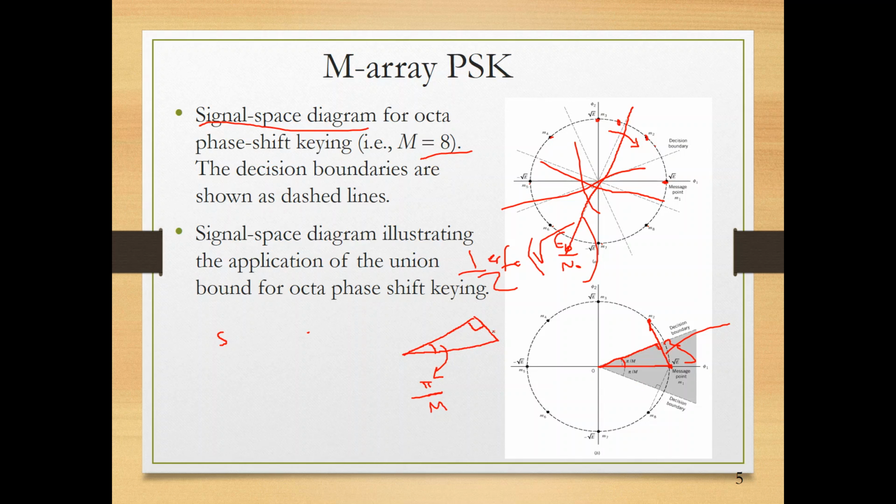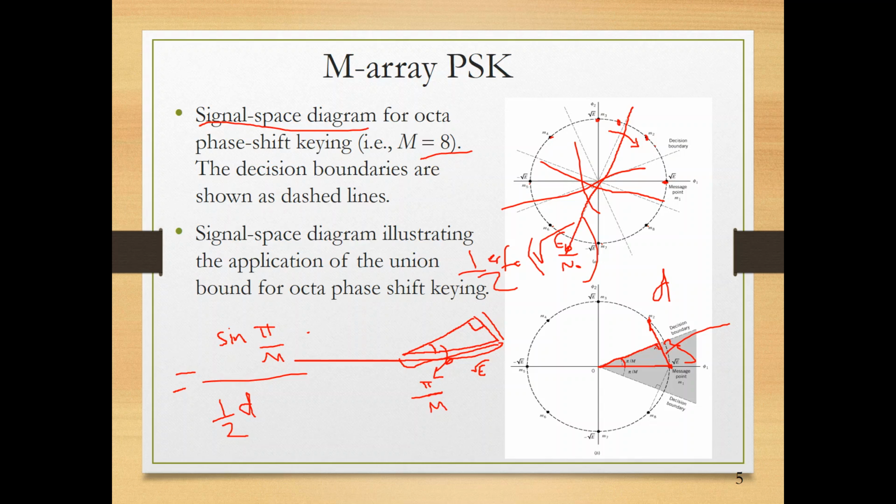And you have here 90, and I know the length from here to here, square root of E. So from the law of sines, you have sine pi over M over this distance d, which is actually half the distance between 2 points. The whole distance from M1 to M2 is d. So this distance, how much? Half d.